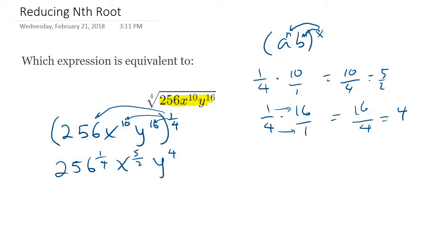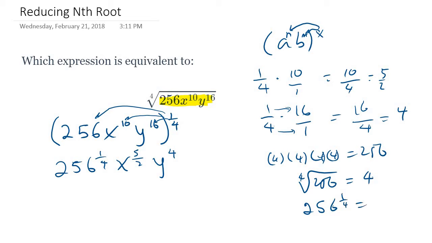Now we are going to simplify 256 to the 1/4 power. Going back to the original, the fourth root of 256: what number will I multiply by itself four times to get 256? It has to be 4. If I do 4 times 4 times 4 times 4, I get 256. So the fourth root of 256 is 4, or another way to write it, 256 to the 1/4 is 4. So there's a 4 over here.